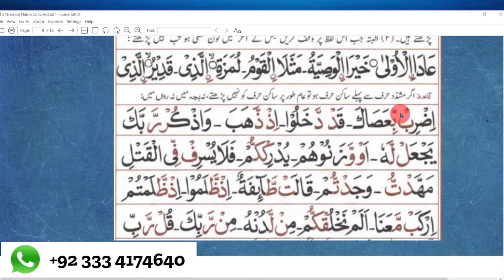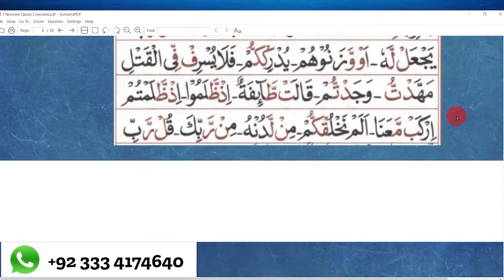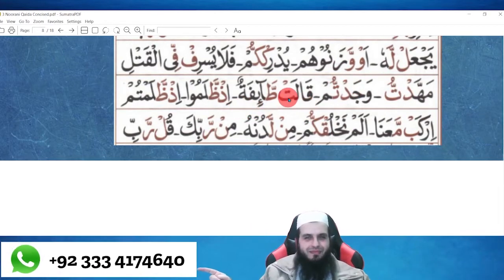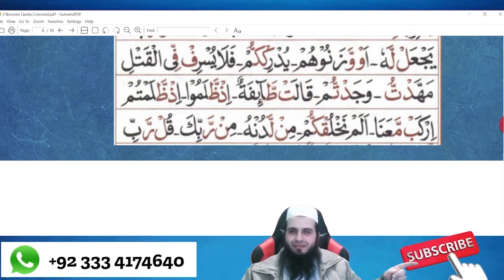So idrib bi'asaka, qad dakhalu, idhahaba, yaj'al lahu, avvazanuhum. Alright. Mahattu. Dal will be skipped. Wajattum. Jim will be directly connected to ta. Dal will be skipped. Qalat ta'ifa. This ta will be skipped and this lam will be directly connected with this ta.